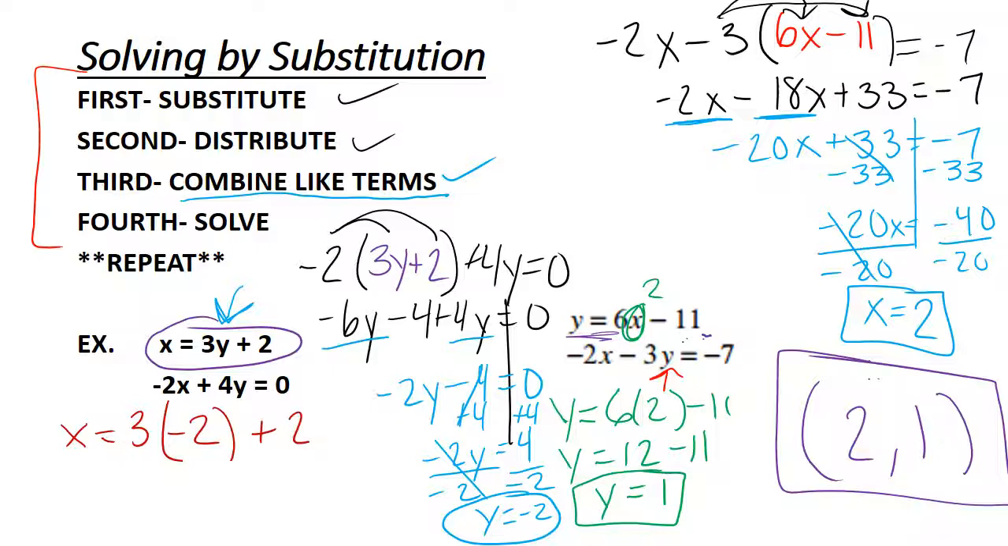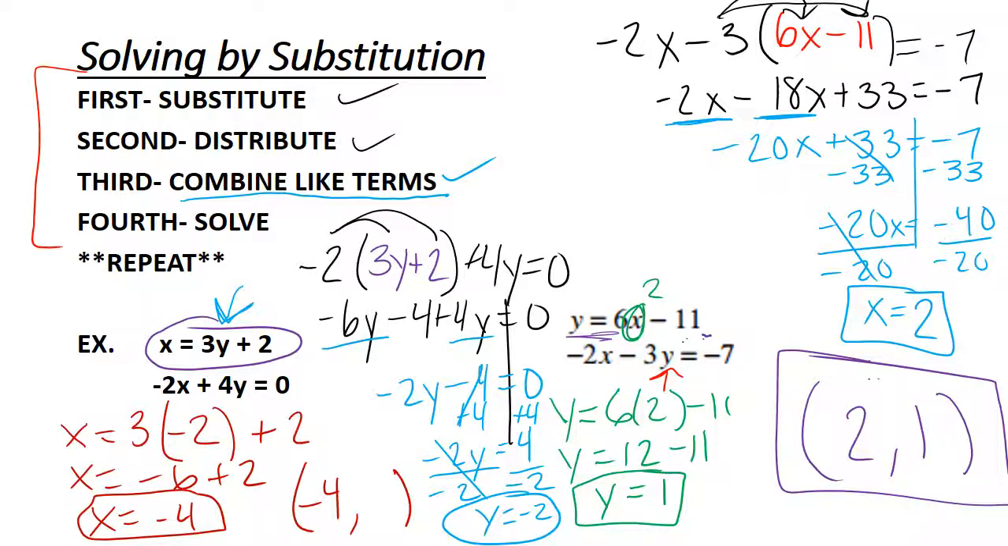Multiply, x equals negative 6 plus 2, x equals negative 4. Almost done. Just have to write it as a point, real big and obvious for everyone to see it. It should be (-4, -2). And so that is my intersection point. All right. That's it.